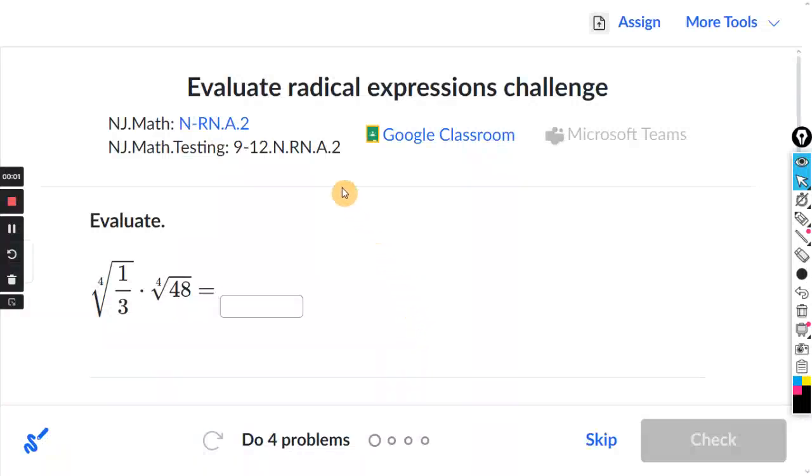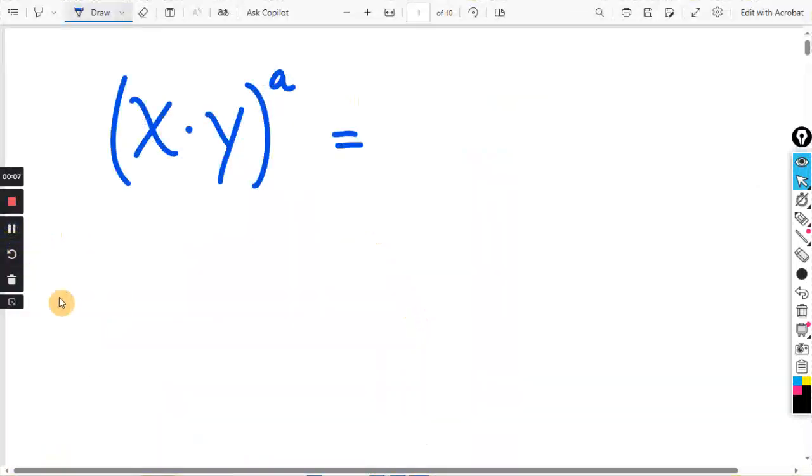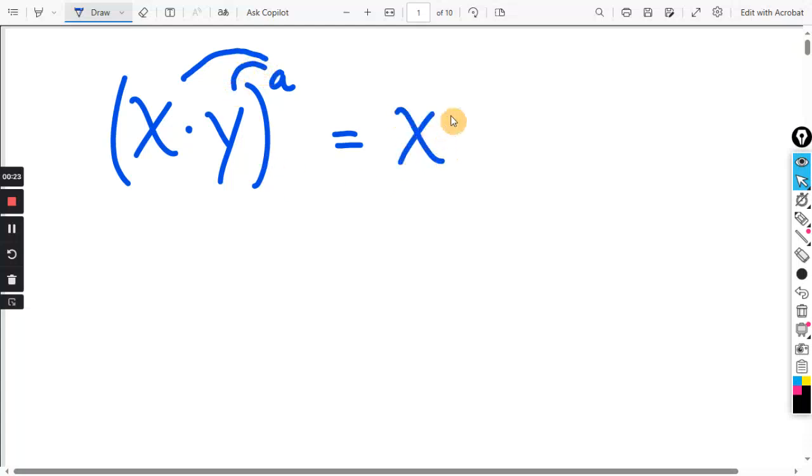This will be for the con exercise, Evaluate Radical Expressions Challenge. So for this exercise, you want to remember, if you have x times y, that entire quantity to the power of a, that exponent a gets distributed to both terms. So that's going to be x to the power of a times y to the power of a.